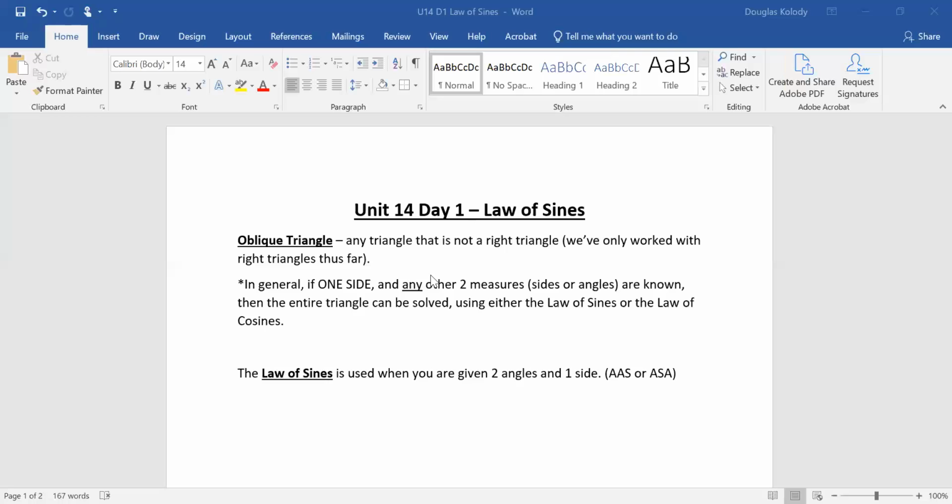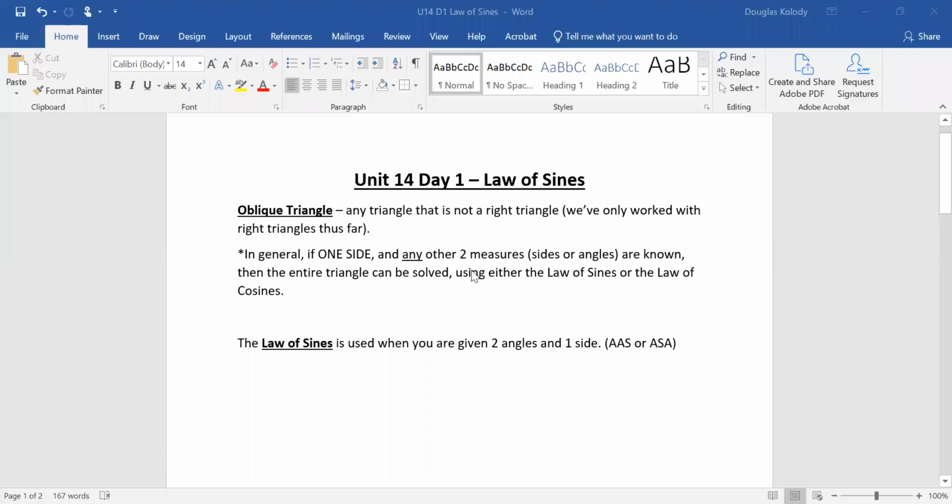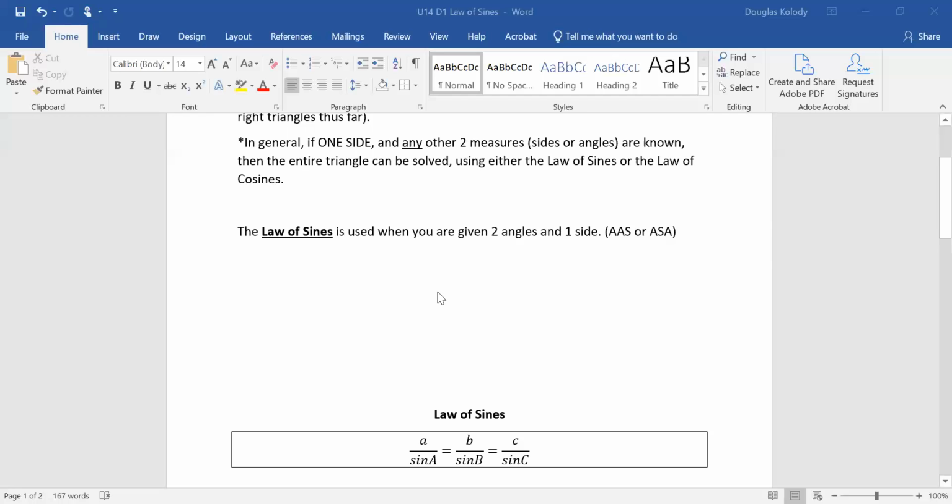Beginning with the law of sines. So what is the law of sines? It deals with an oblique triangle. And as I just said, oblique triangles are any triangles that are not right triangles. In general, if you have one side and you have any other two measures, you can solve the triangle. We are going to be learning over the next few days the law of sines and the law of cosines. Today, we'll focus just on the law of sines.